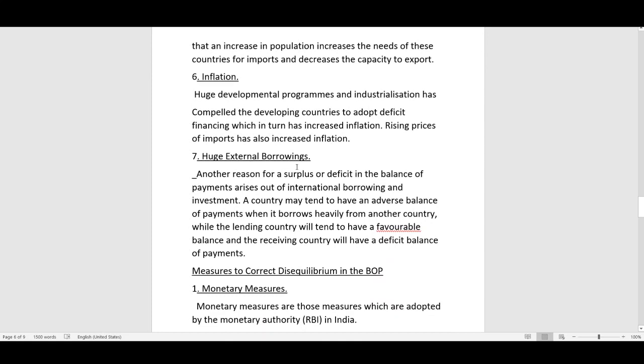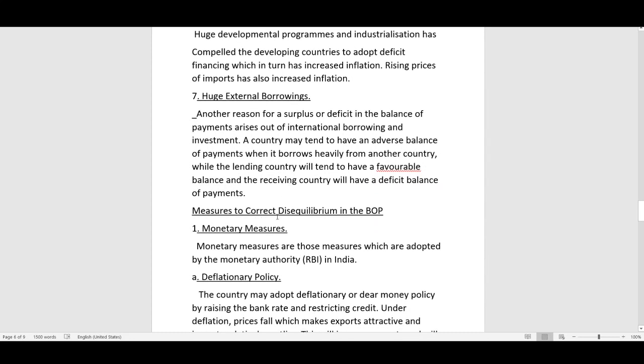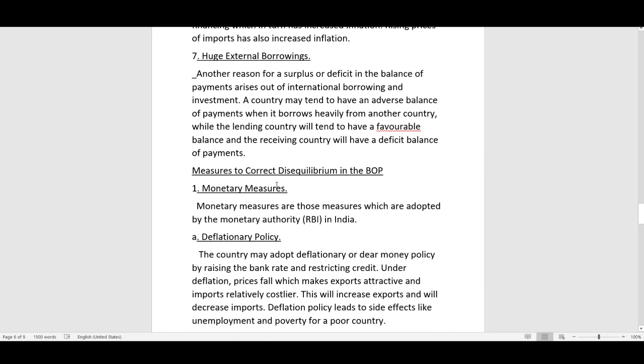Seventh, huge external borrowings. Another reason for a surplus or deficit in the balance of payments arises out of international borrowing and investment. A country may tend to have an adverse balance of payments when it borrows heavily from another country, while the lending country will tend to have a favorable balance and the receiving country will have a deficit balance of payments. Measures to correct disequilibrium in the balance of payments.